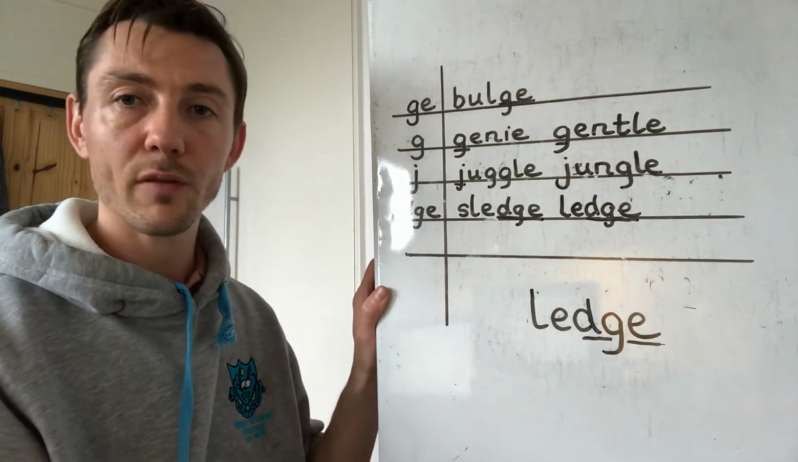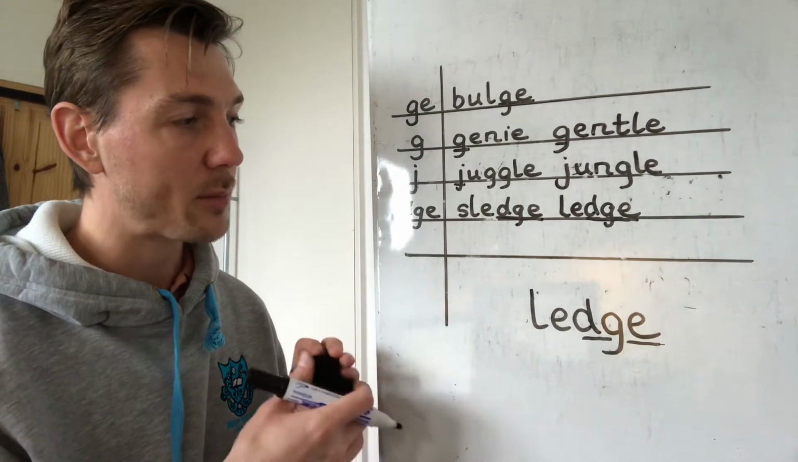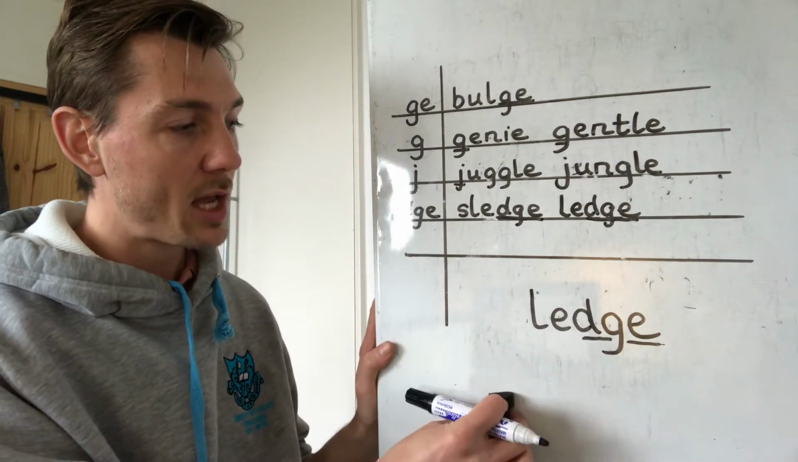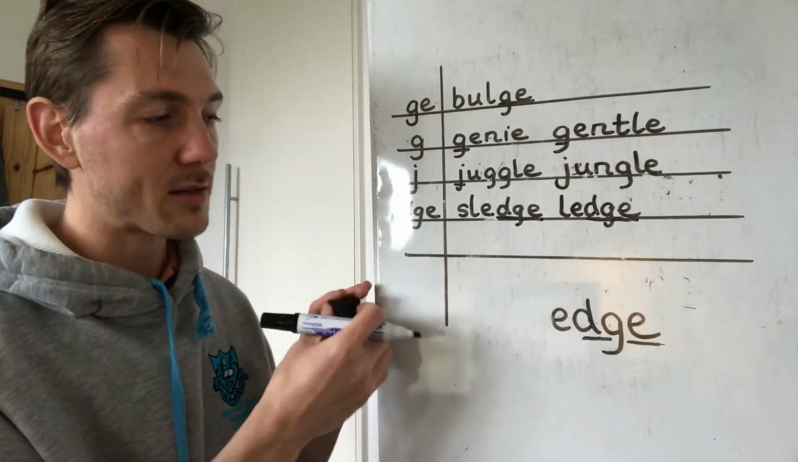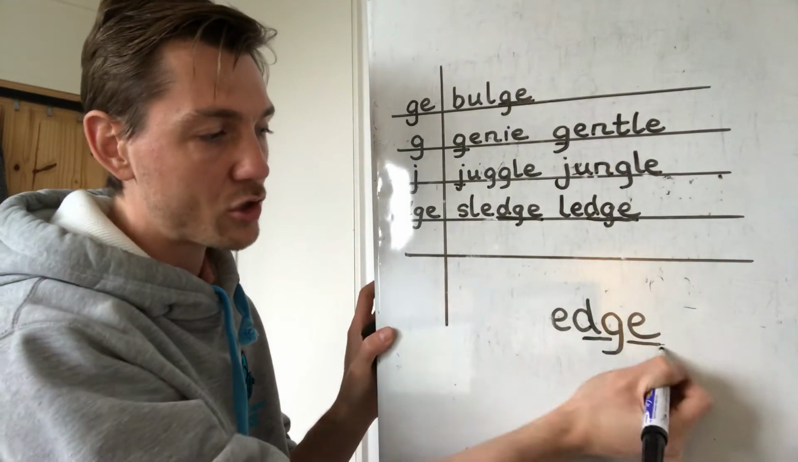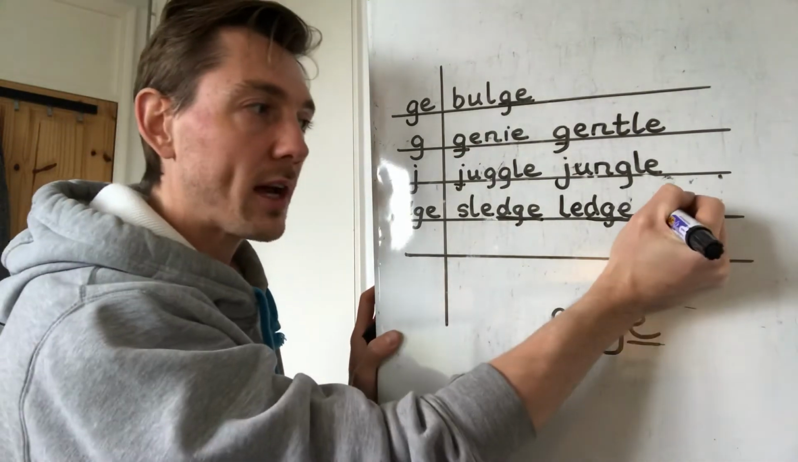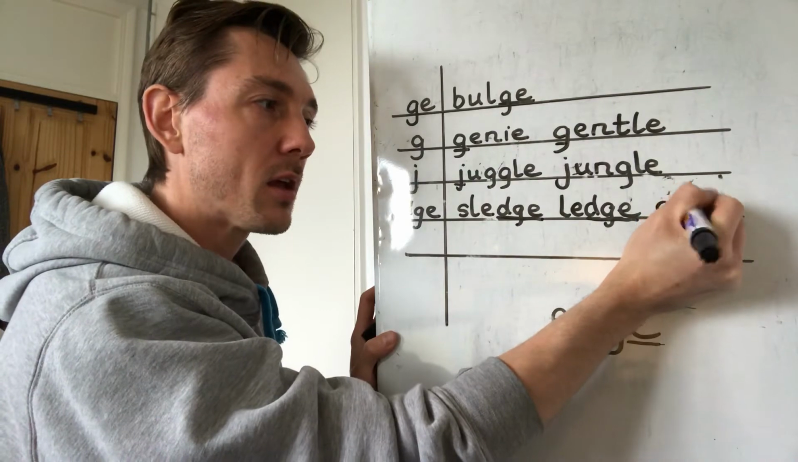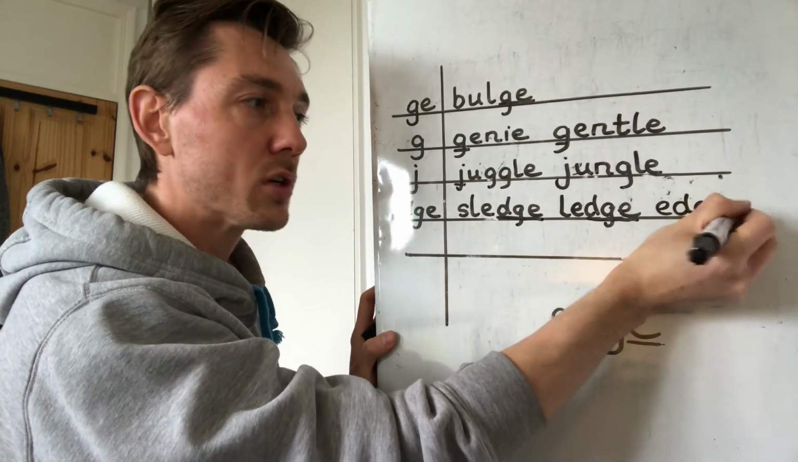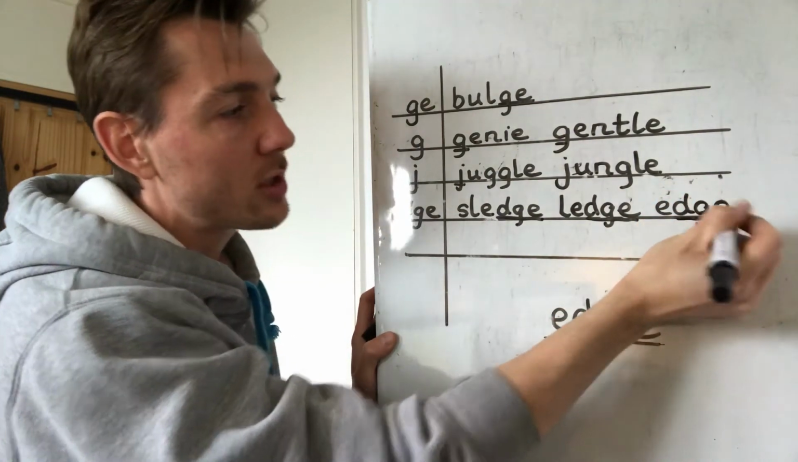The edge of a shape, of a 3D shape. And we take the l sound out, don't we? And we're left with edge, edge. And write that one too. Edge, edge, edge.